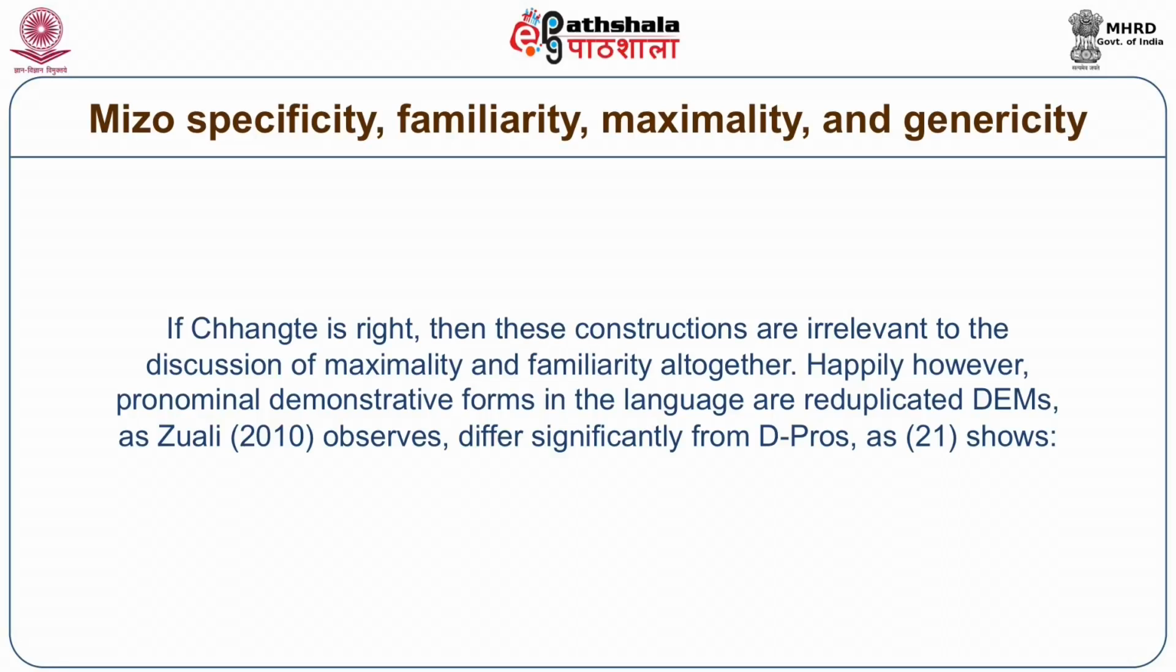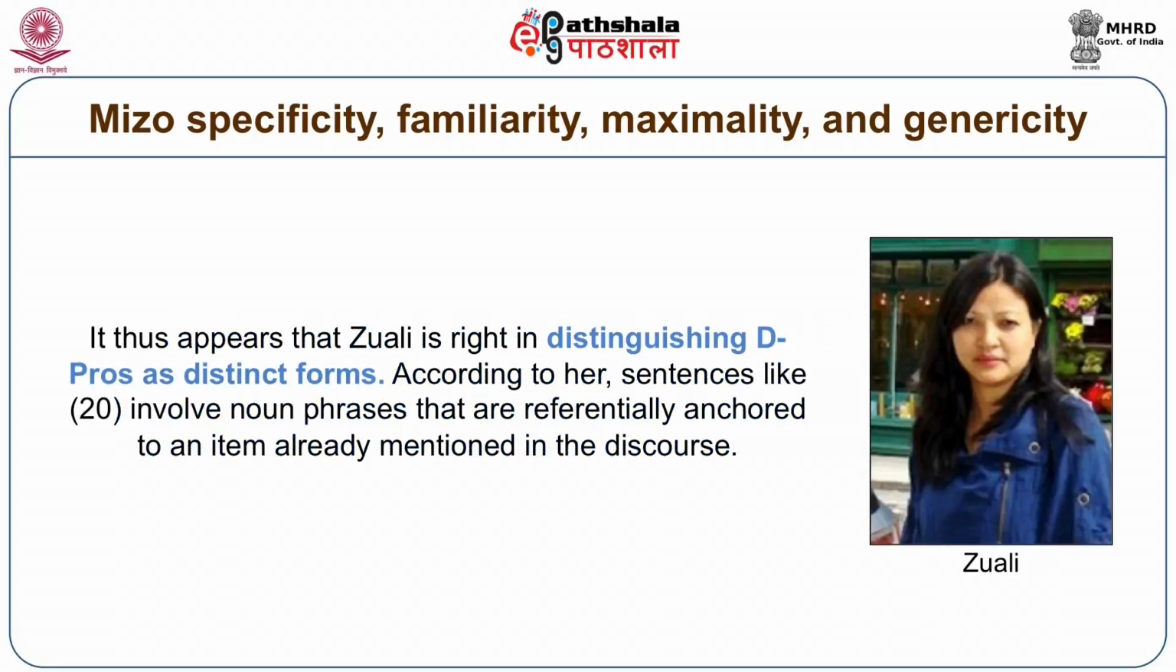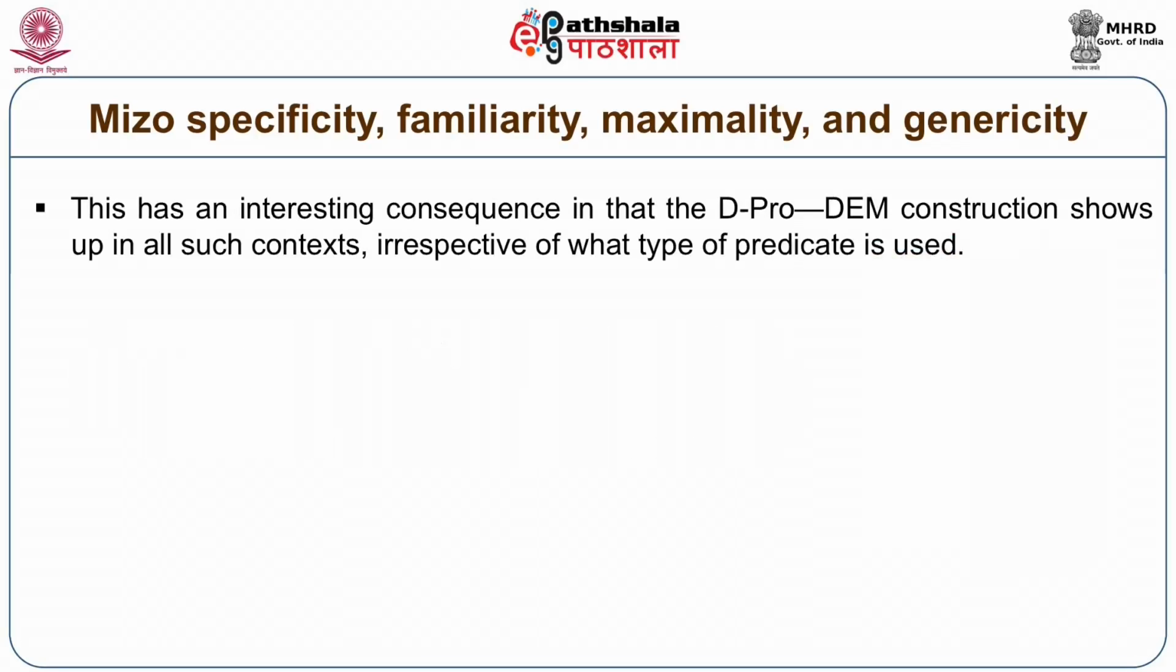Happily, however, the pronominal demonstrative forms of the language are reduplicated demonstratives, and they differ significantly from the deep rows. So, it would appear that Zwali is right in distinguishing deep rows as distinct forms. From what can be made out from her description, it appears that in the double determiner construction, the sandwich construction, noun phrases are marked as referentially anchored to an item already mentioned in the discourse. The deep row demonstrative construction shows up in all contexts, irrespective of what type of predicate is used.